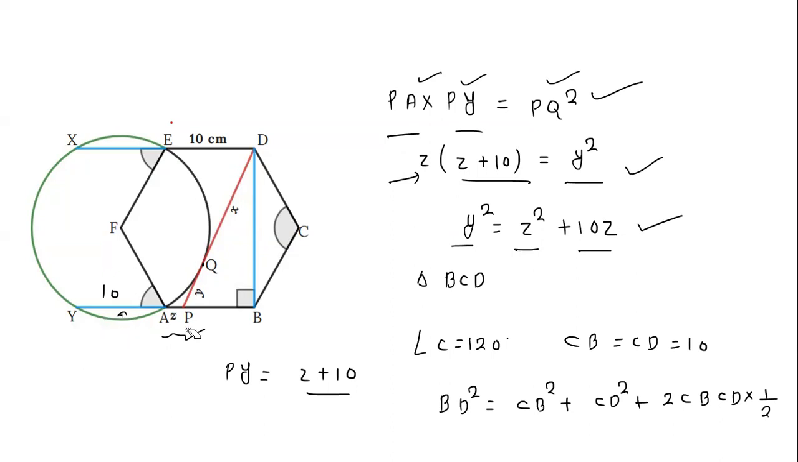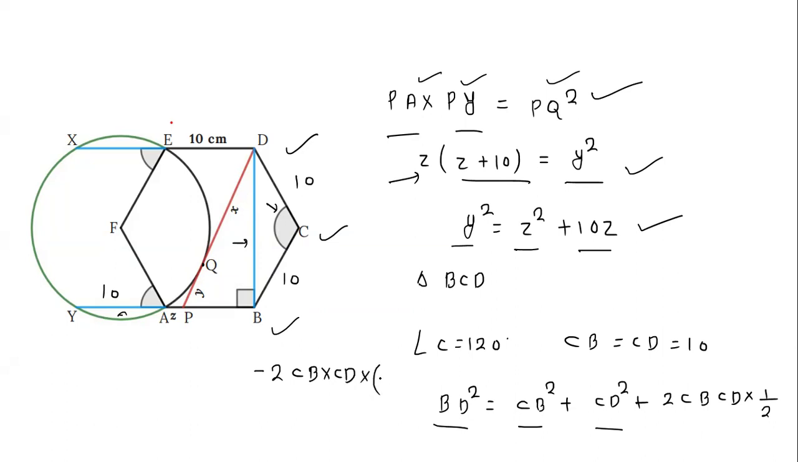Now, if you look at the triangle BCD, you know that this is the regular hexagon angle, which is 120 degrees. This is the side of the hexagon, which is 10. So this is also 10. So we can find this length BD by the cosine rule. It is simply BD square equals CB square plus CD square, and here it will come like minus 2 times CB multiplied by CD and multiplied by cos of 120 degrees, which is minus half. So this minus and this minus will combine and give plus.